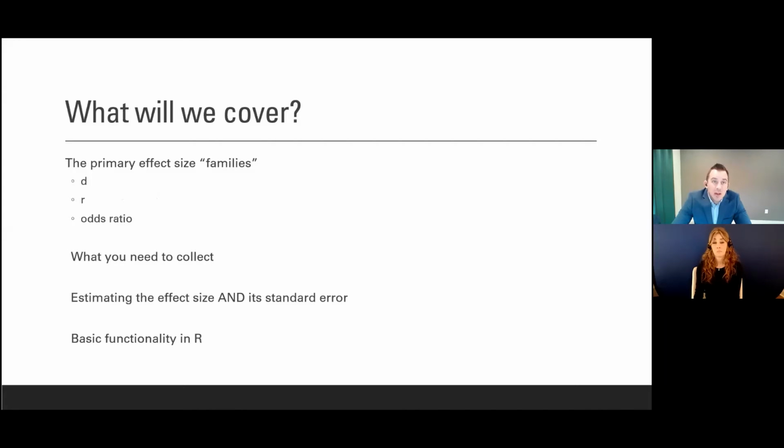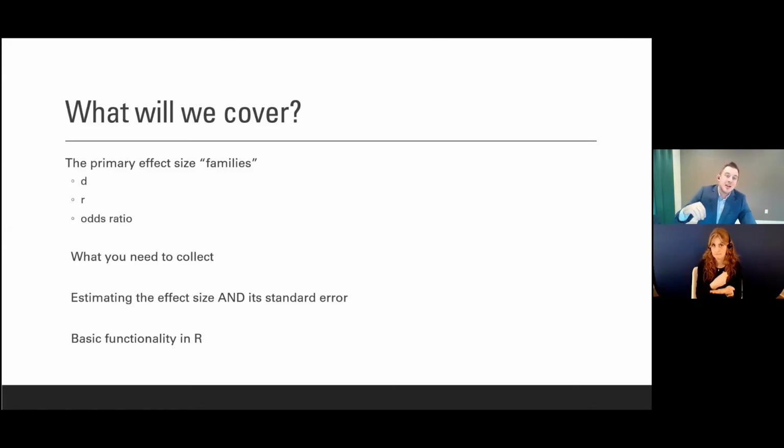So yeah, what will we cover? The D family, the R family, and the odds ratio family. And really we're going to focus on a couple of primary things. The sort of thing that you're most interested in as a practical meta-analyst is what type of effect size you're going to calculate, and as a result of that, what type of information you need to collect from the study.